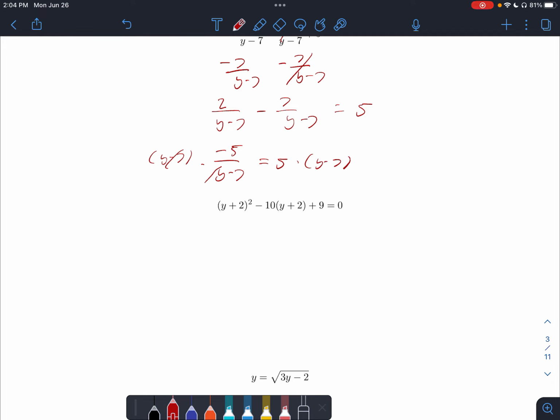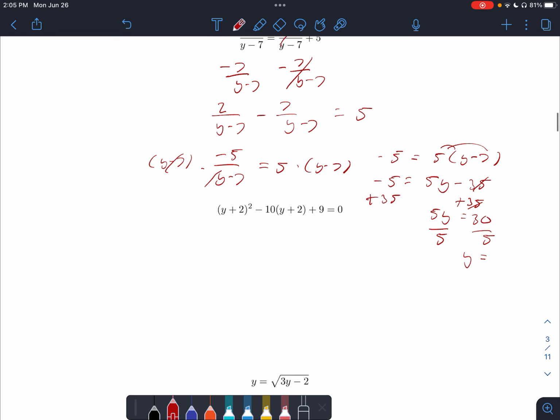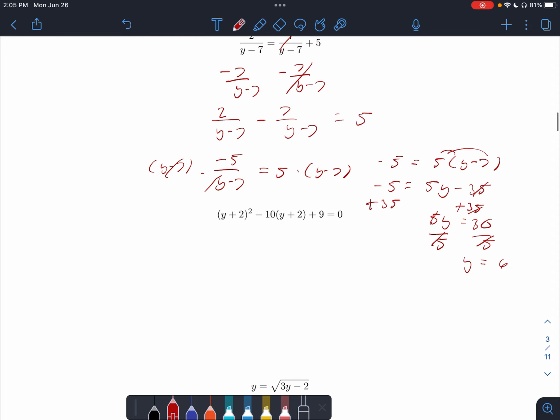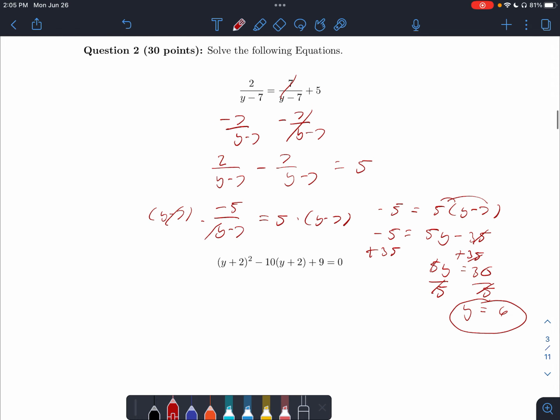These will cancel, and we get negative 5 is equal to 5 times y minus 7. We can distribute this 5, and we'll get negative 5 is equal to 5y minus 35. So if we add 35 to both sides, we get 5y is equal to 30. Dividing both sides by 5, we get y is equal to 6.